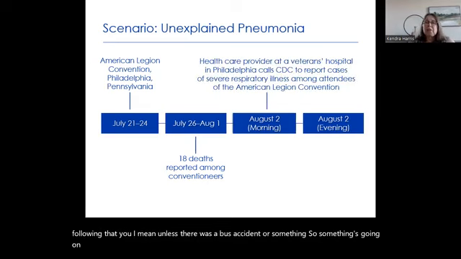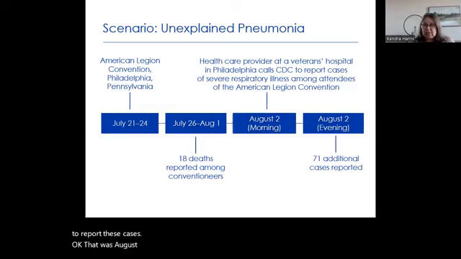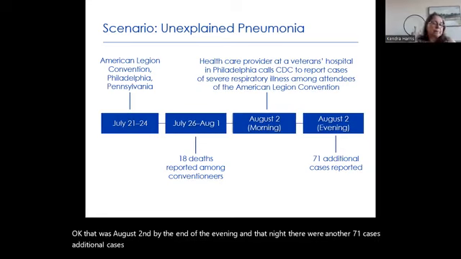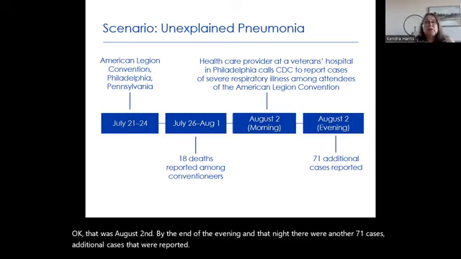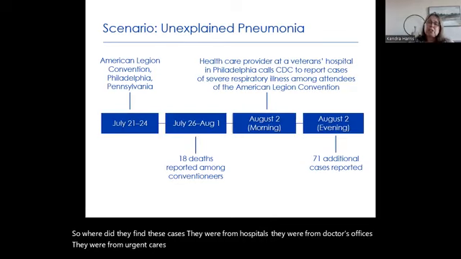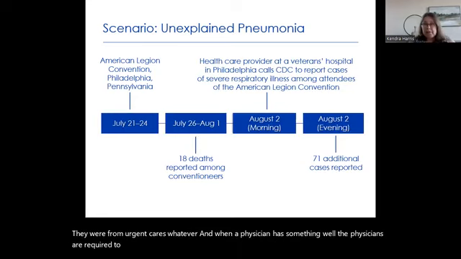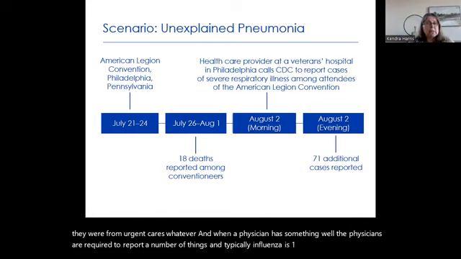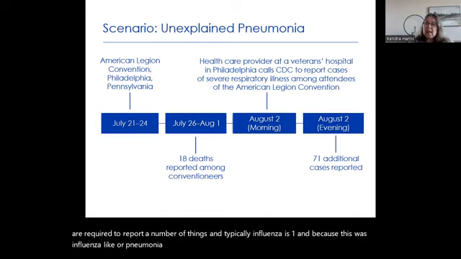All right, so then a healthcare provider at the Veterans Hospital in Philly called the CDC to report these cases. Okay, that was August 2nd. By the end of that night, there were another 71 additional cases reported. Where did they find these cases? Well, they were from hospitals, doctors' offices, urgent cares, whatever. And physicians are required to report a number of things, and typically influenza is one. Because this was influenza-like or pneumonia-like illness happening in the middle of summer, that's not common.